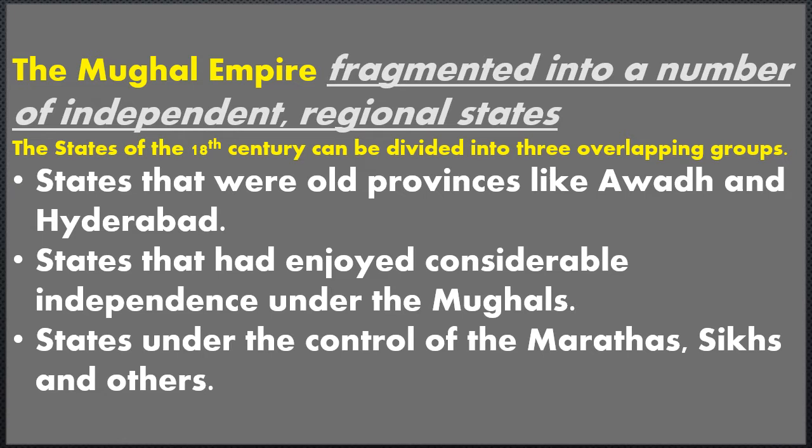These states can be divided into three overlapping groups. We can include all old provinces like Awadh and Hyderabad in the first group. In the second group, there are states which enjoyed considerable independence under the Mughals. The third group of states were under the control of the Marathas, Sikhs, and others.